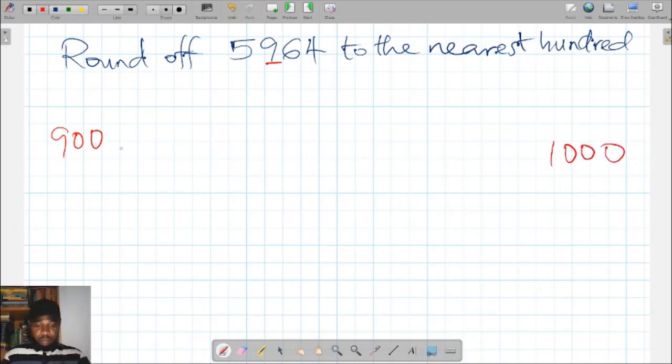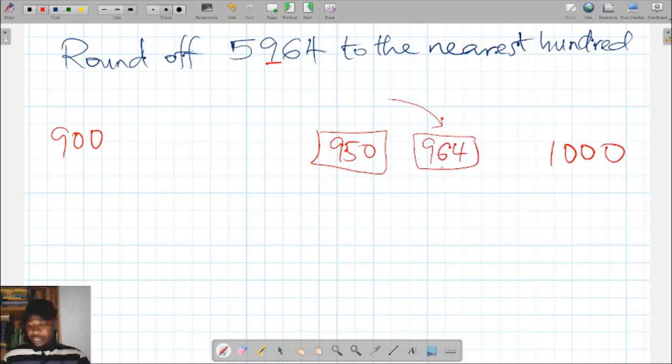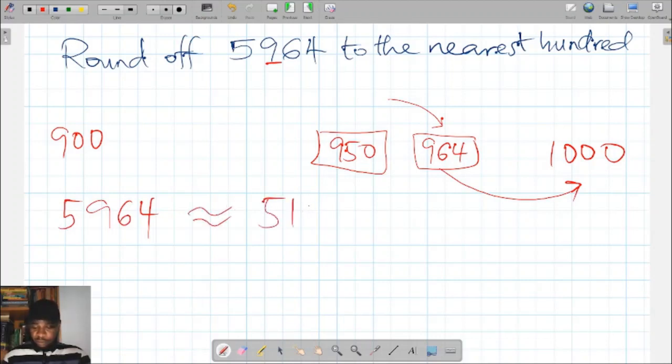Between 900 and 1000 we have 950. So this is our middle value. 964 is to the right of that, which means that the closest 100 is 1000. So in the initial number 5964, we will not replace 964 with 1000 and say we're going to write 5000 and 1000. This will obviously be wrong because you cannot approximate 5964 to 51,000.